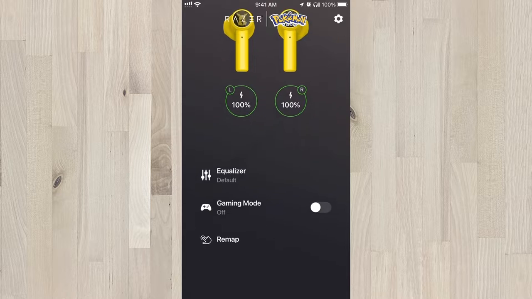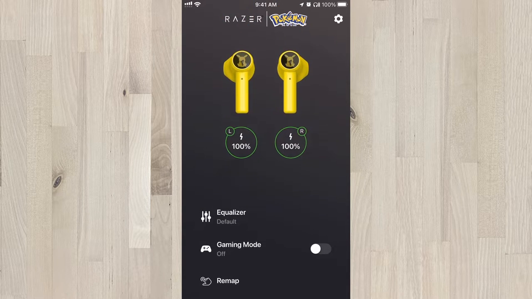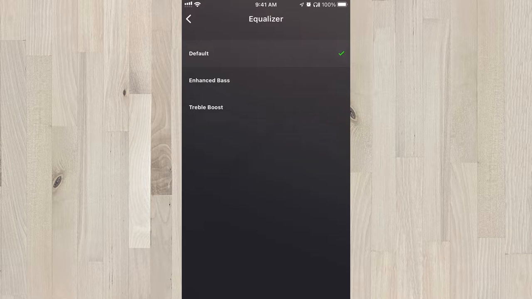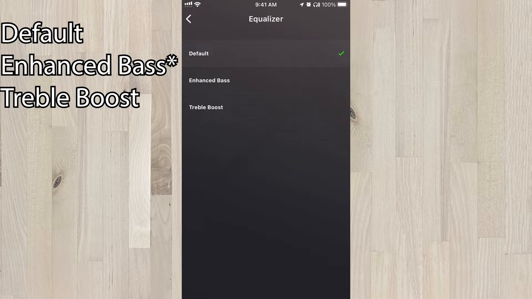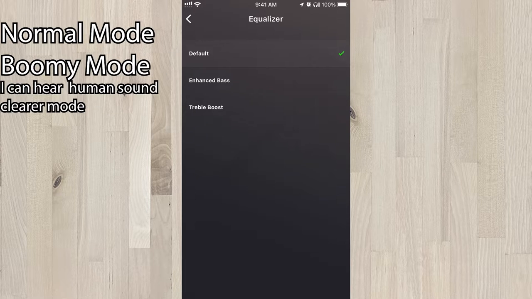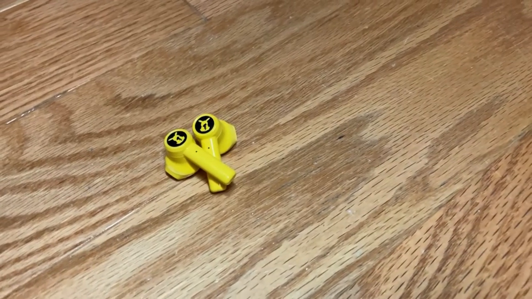It is slightly disappointing that the software doesn't have full EQ support given the price point, but there are three modes for you to choose from: default, bass boost, and treble boost. For those who don't understand these terms, including me, they mean normal mode, boomy mode, and I can hear human sound clearer mode. Moving on to the actual sound part.